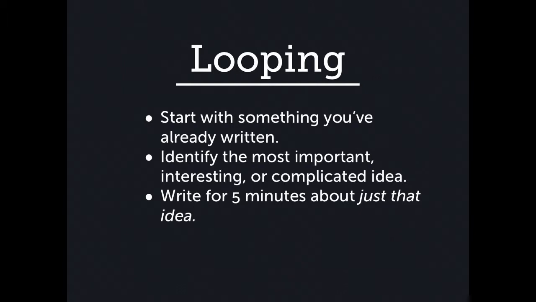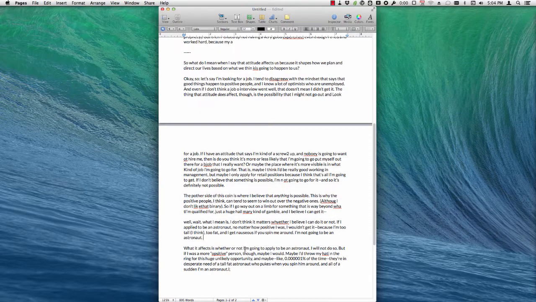So we've written for 5 minutes about our one idea. The next step is why they call this looping. Repeat recursively. That is to say, go back to step 1. You've just written something new. Take what you just wrote, find the most important, interesting, or complicated idea in that passage, and write for 5 minutes about just that new idea. So you'll notice what I do next is the same thing. I find an idea in what I've just written, highlight it for myself, draw a line, and this time I have the sense to start out invisible writing.